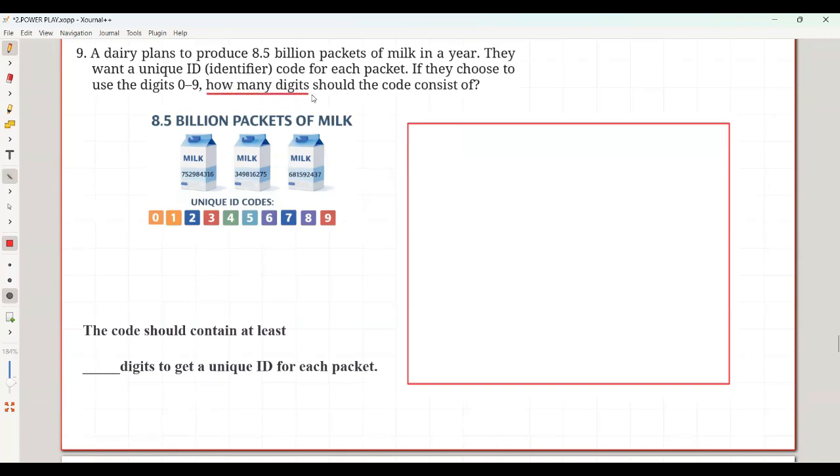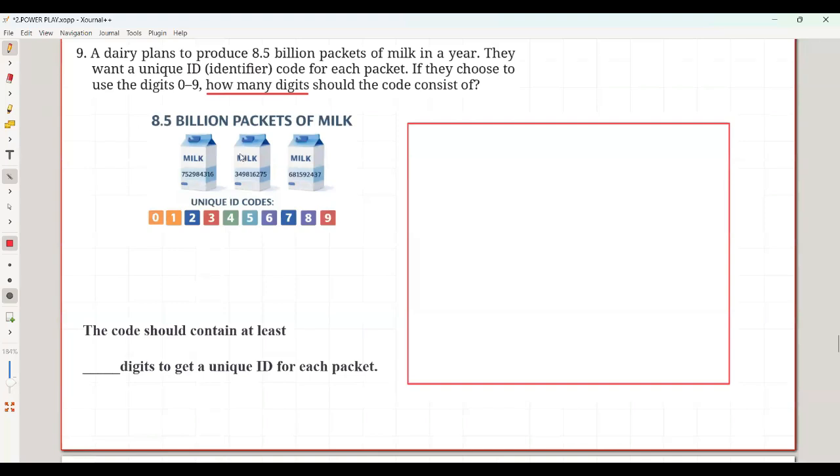We can just use the numbers 0 to 9 for getting unique codes for 8.5 million packets. How many digits do we have to use from 0 to 9? That is the question.